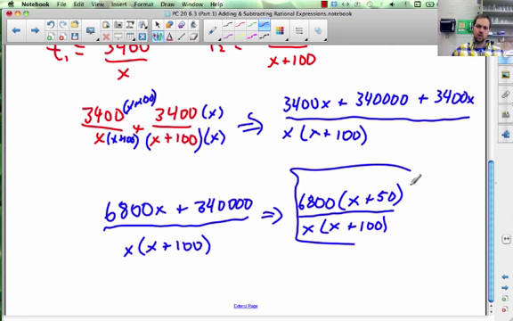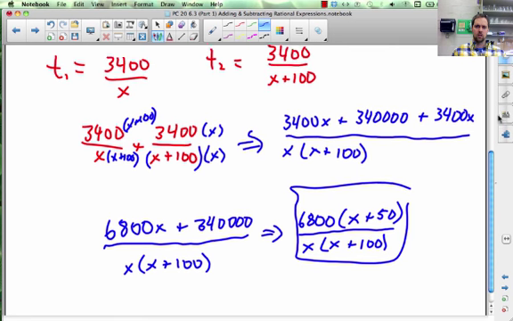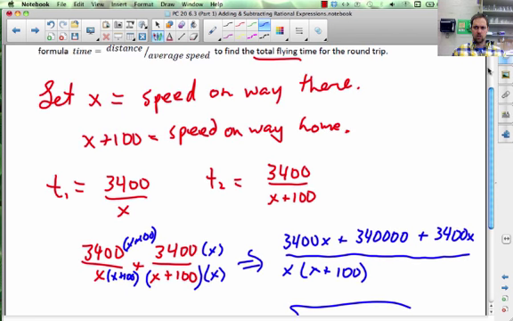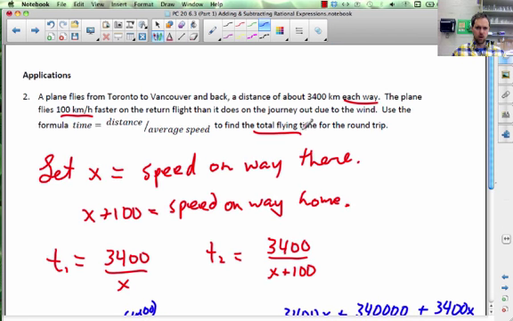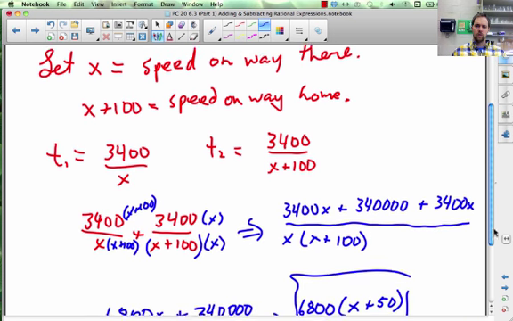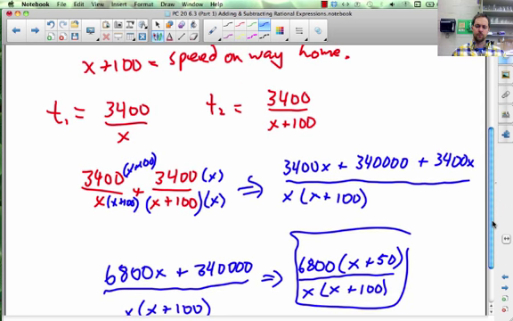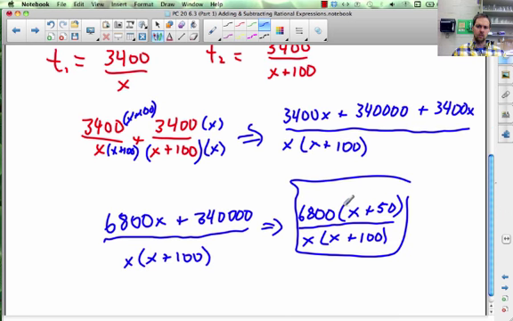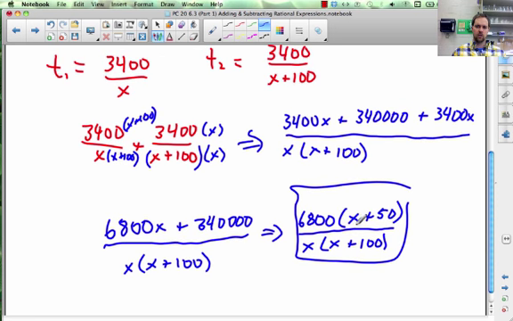And there's really nothing else we can do with that right now, because I don't believe we were given any more information in the problem. Find the total flying time. Okay, so the total flying time is basically just this, where x is whatever speed the plane was flying at on the way there. And then once we knew that speed, we could calculate the time it took.